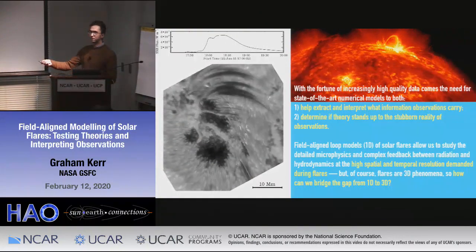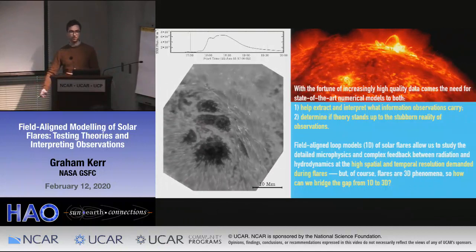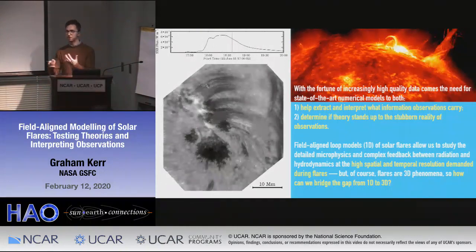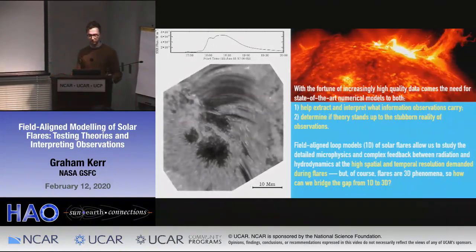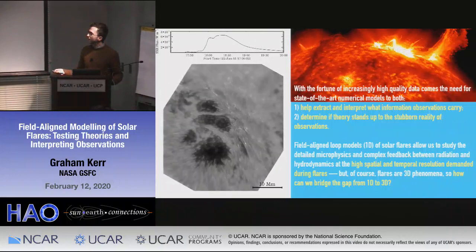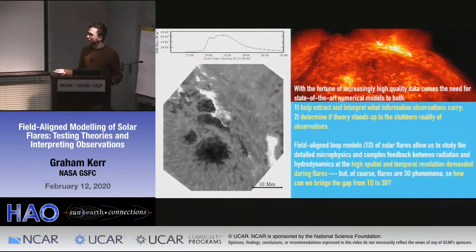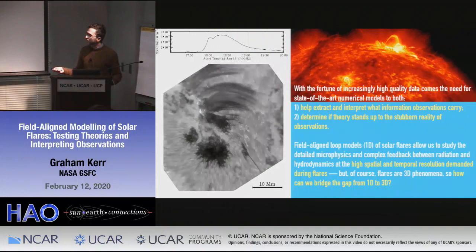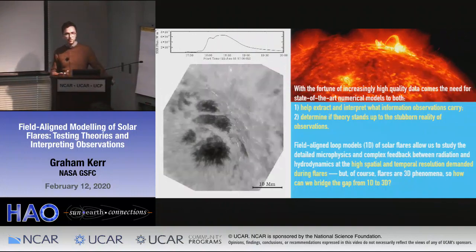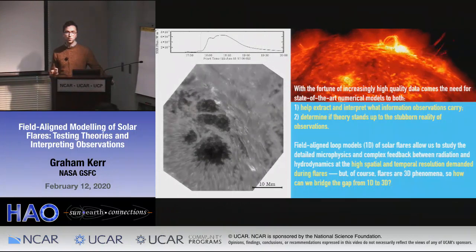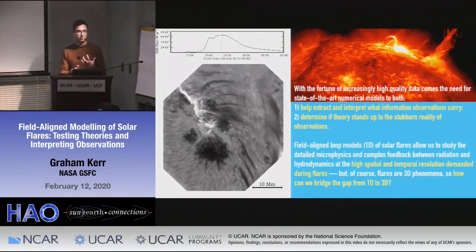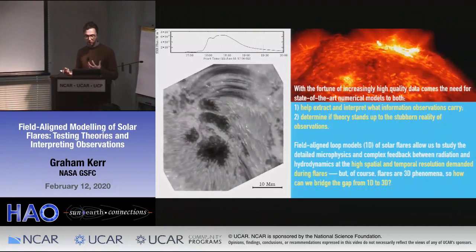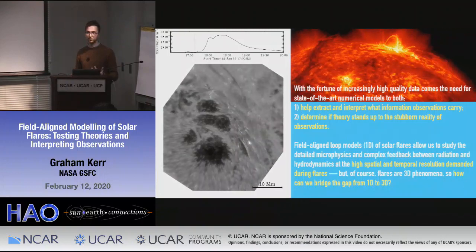But also, the observations are the ground truth. And so we have to see if our models are consistent with the data in order to work out, is this physical theory we have correct, or are we doing something wrong with the models? And so I'm going to talk about field-aligned models. These are 1D models aligned with a magnetic field of flares. And we use 1D models because in order to get the really high spatial and temporal resolution needed for flares, we need to study the detailed microphysics of radiation transfer involved at very, very fine scales that are not currently computationally tractable in 3D.